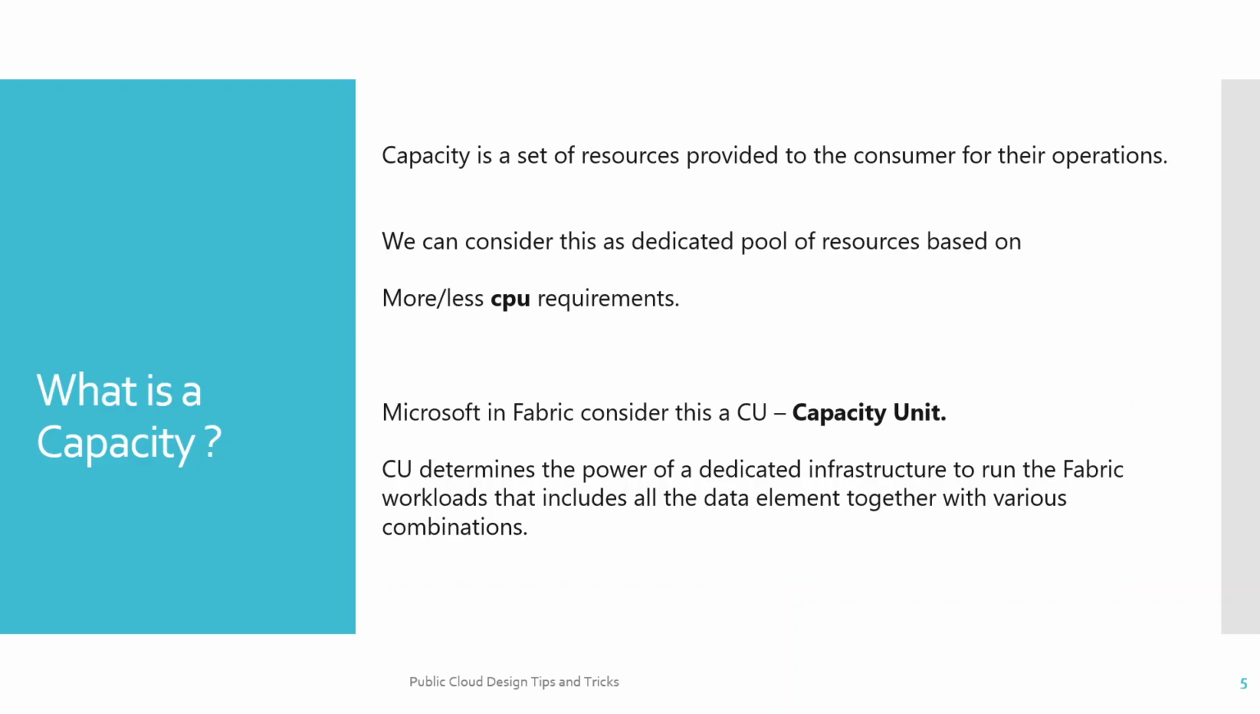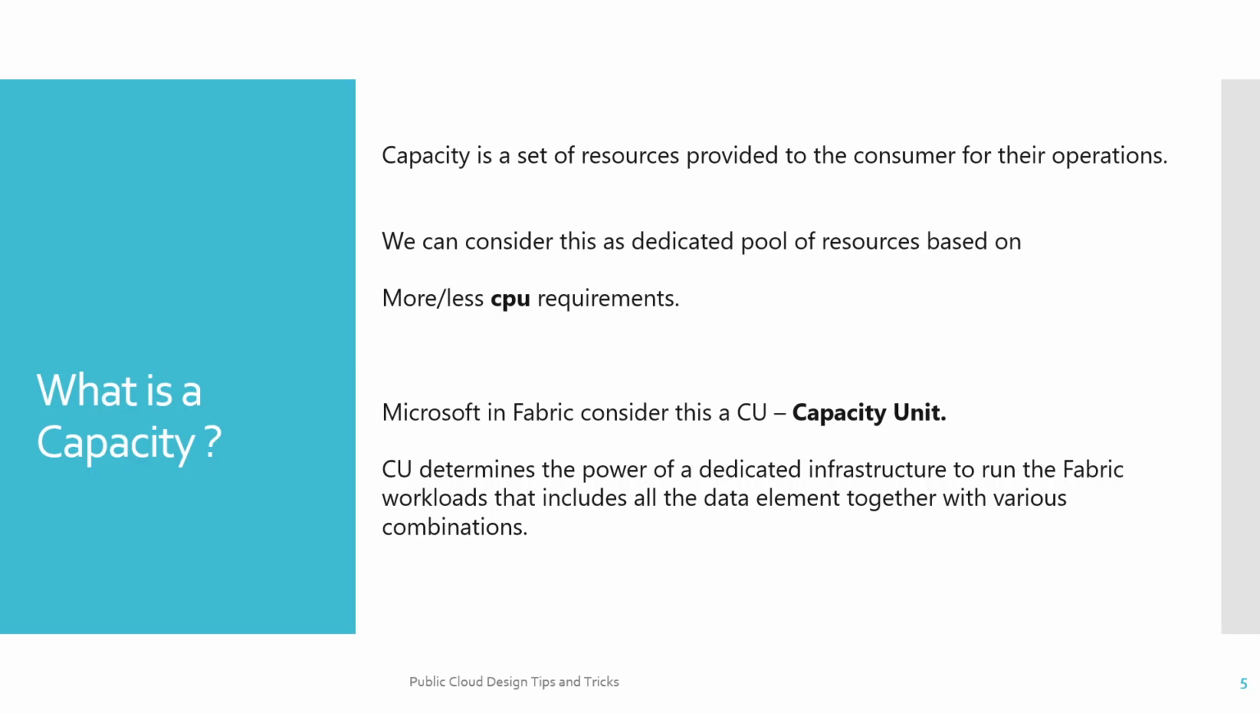Now, what is a capacity? A capacity is a set of resources provided to the consumer for their operation. We can consider this a dedicated pool of resources, and it boils down to the CPU. Based on your CPU requirement, more or less, you can decide your capacity on a tenant level. It can be distributed and segregated department-wise and workspace-wise, and that is the whole idea about capacity.